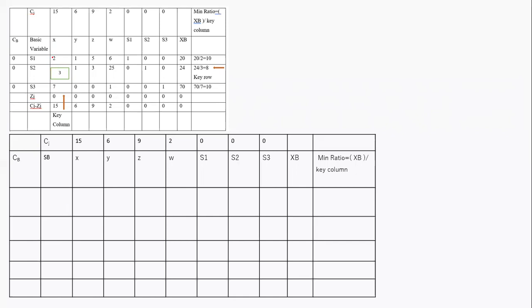Other than the key number in the key column, we need to make it as 0. That means in the next simplex table, this 2 and 7 should be made as 0 and this 3 should be made as 1. So in the next table, in the place of 2, I should be having it as 0. In the place of 3, I should be having 1. In the place of 7, again I should be having 0.